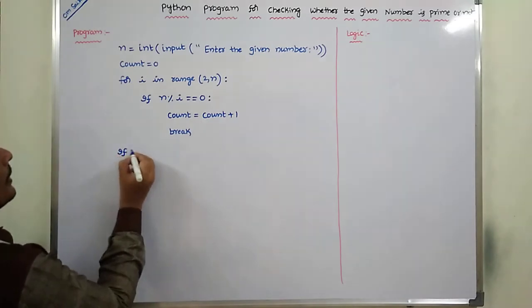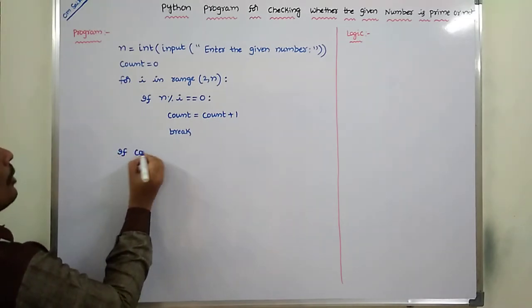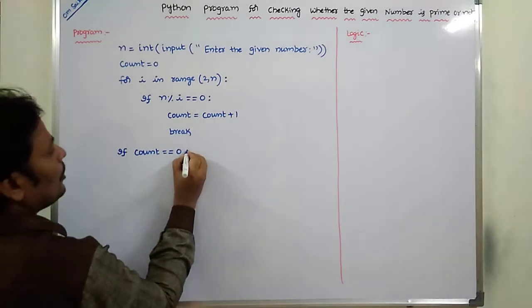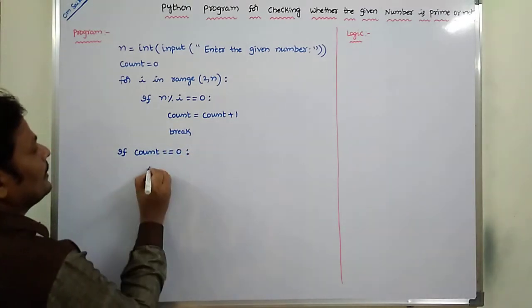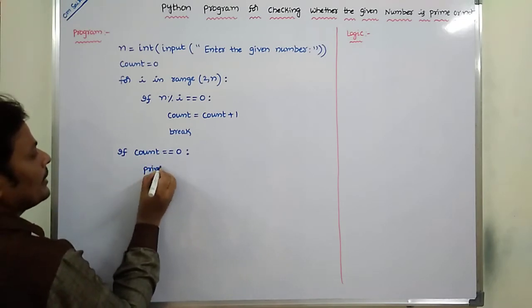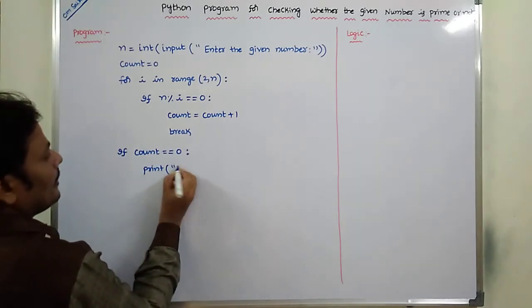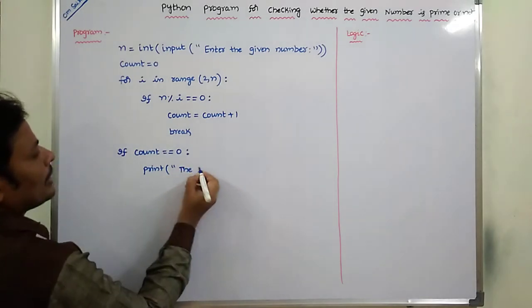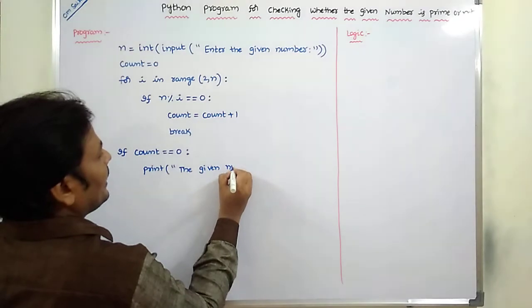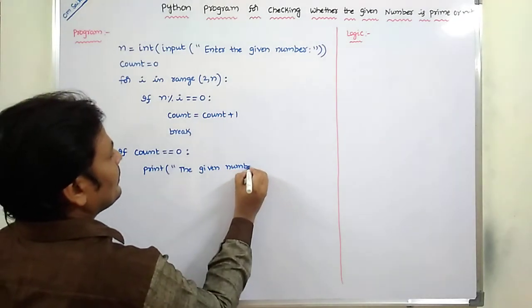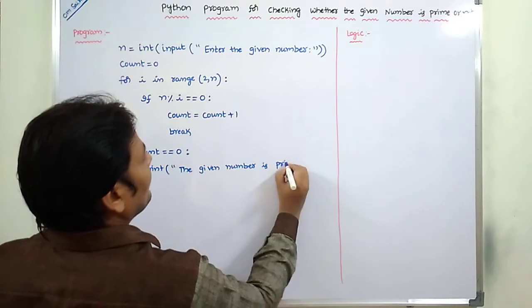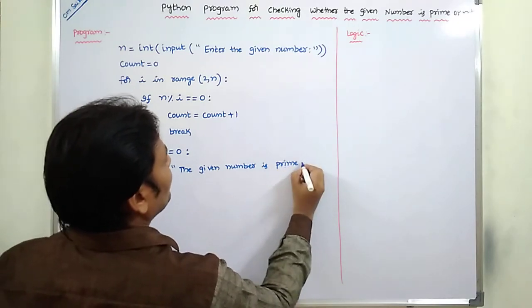If count is equal to 0, put the colon again, one tab space I am taking. Print "The given number is prime number".